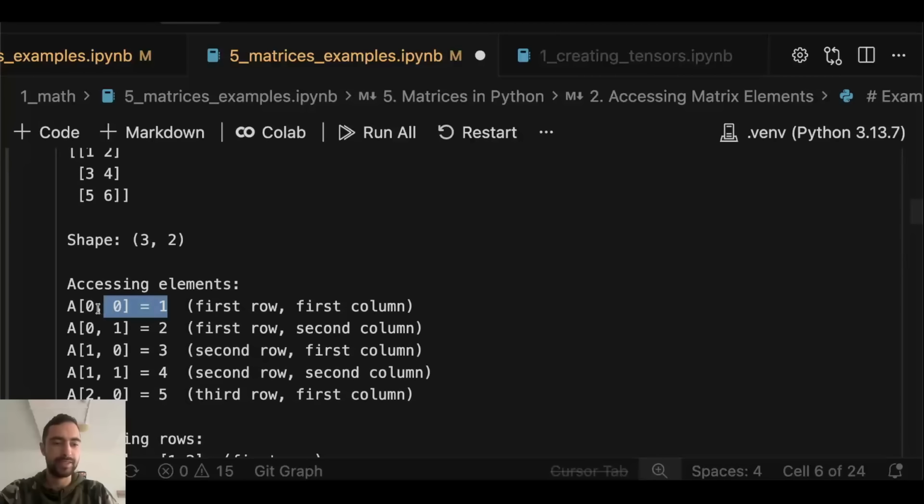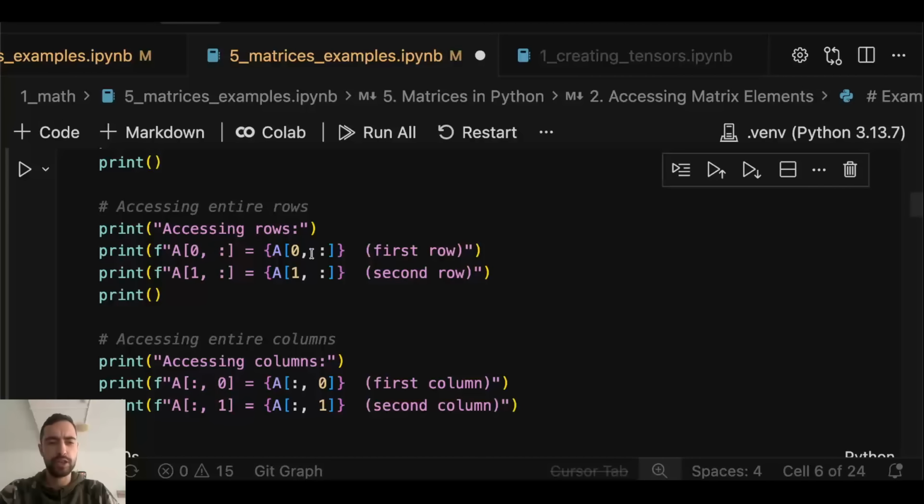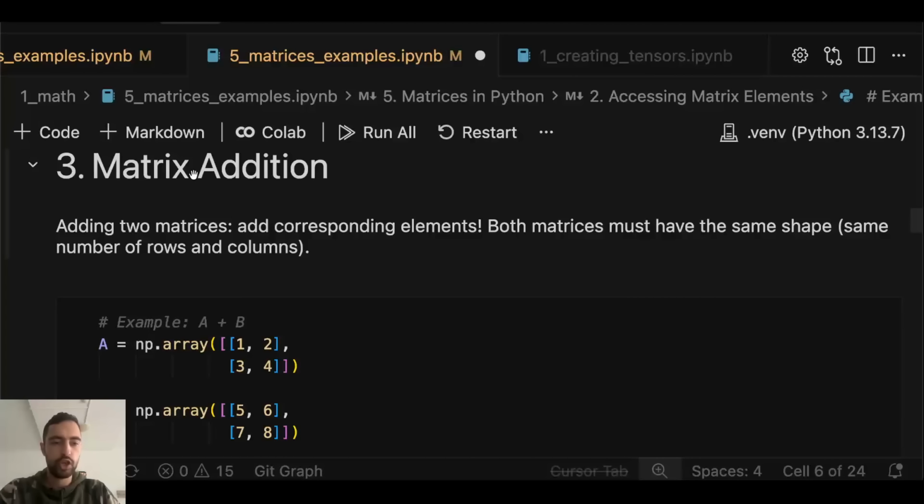And that's how you can access the elements. I'm actually going to talk more about this indexing and slicing later. It's more for maybe a PyTorch tutorial. So let's go on to matrix addition.